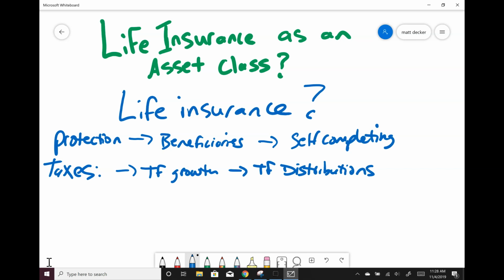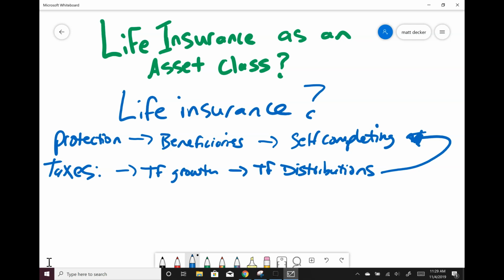So not only do you get tax-free growth on your money, you're not paying taxes from year to year, but when you actually go to take the money out of the plan, you're also not paying taxes. So that's pretty unique. There's only a few vehicles that offer that as a feature. Add to the fact that your self-completing plan, the death benefit, is also tax-free. So tax-free growth, tax-free distributions, tax-free death benefit. From a tax standpoint, life insurance really checks all the boxes.